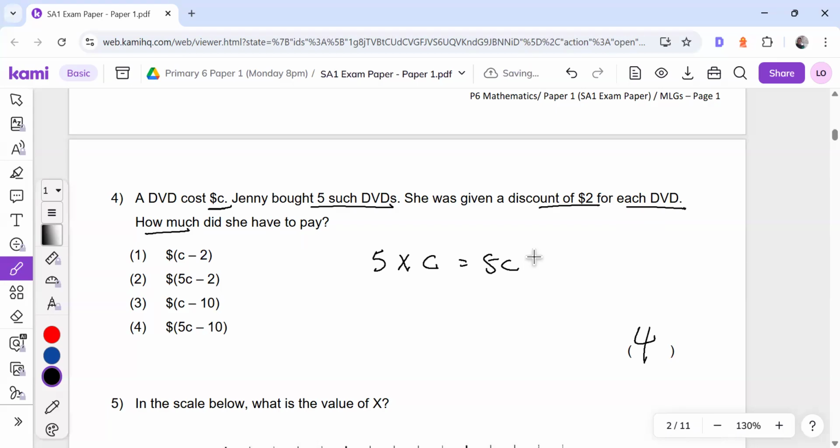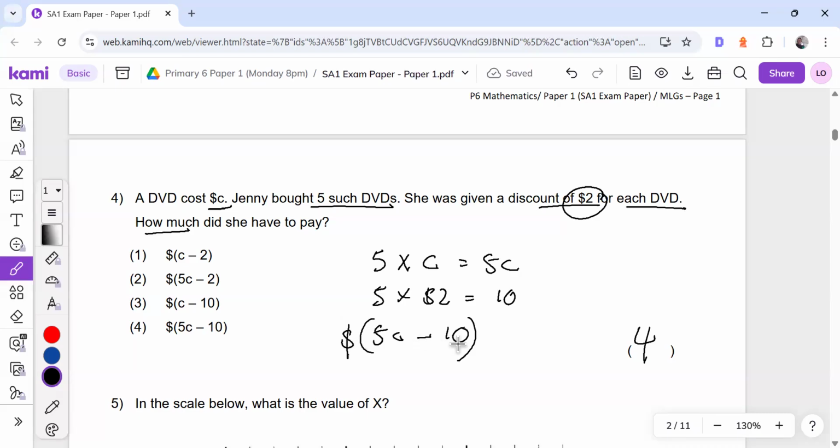But what happens if there's a discount? Then there's a $2 discount for every DVD. But you buy 5, so how much discount do you get? You must take 5 times $2 discount each. So you will get $10 discount. Discount means you pay less money. So you take the original money and you minus away the discount, and that will give you how much she has to pay, which is 5C minus $10. So discount means saving. You don't pay the money, you pay less money.